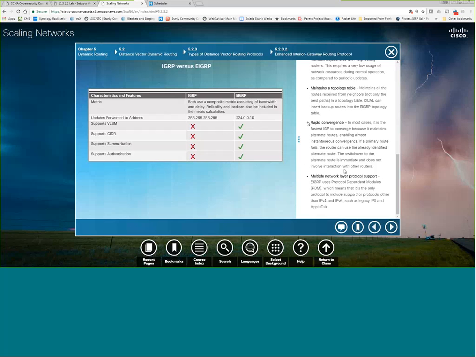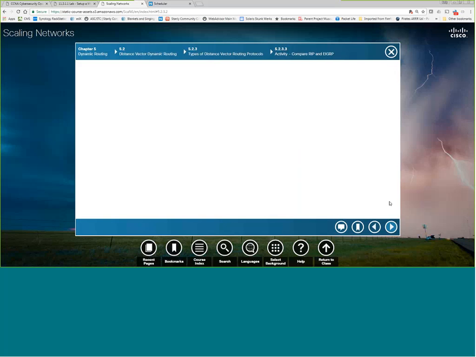And EIGRP does support multiple protocols, so it's got what are called PDMs, protocol-dependent modules. It even has its own layer 4 protocol that it uses to allow it to support IPv6, IPv4, IPX, and AppleTalk.